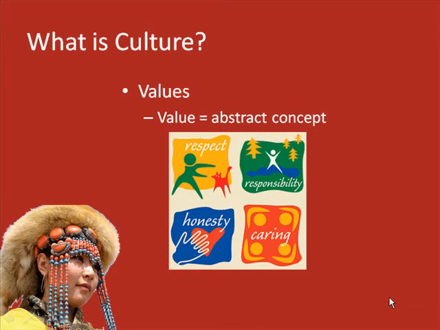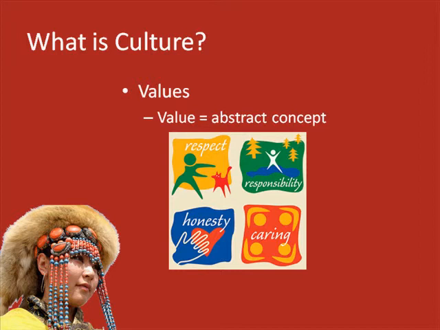In this lecture, we're going to continue talking about various elements of culture. Here specifically, we're going to cover values and norms. Now, values are abstract concepts that certain kinds of behaviors are good, they're right, they're ethical, they're moral, and therefore they're desirable. So for instance, in this graphic, we see respect, responsibility, honesty, caring.